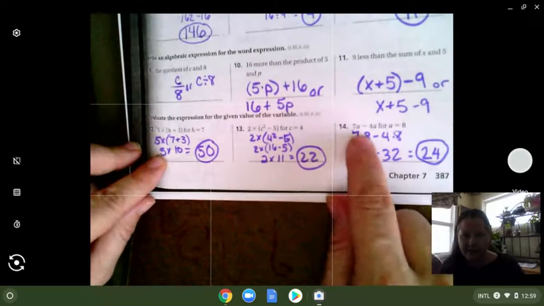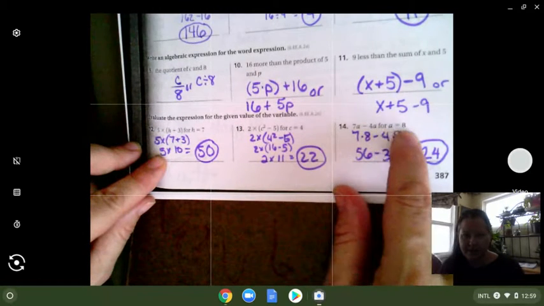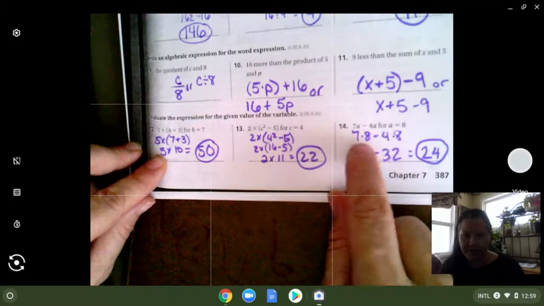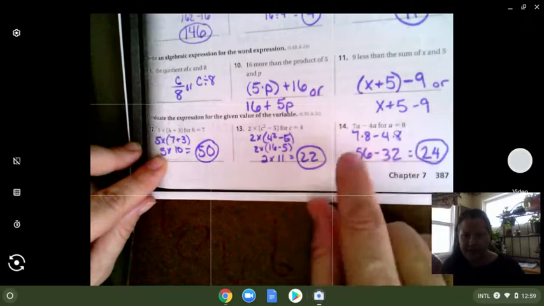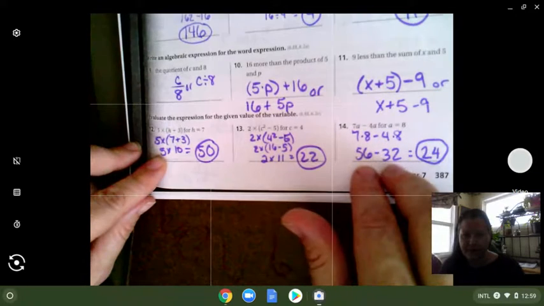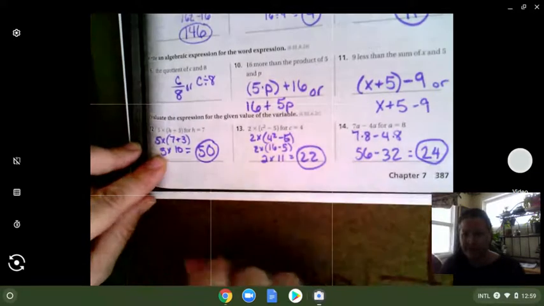All right, this one we are substituting the number 8 for both of the A's. So we have 7 times 8 minus 4 times 8. So I'm going to do my multiplication first to get my answers, and then subtract to get 24.